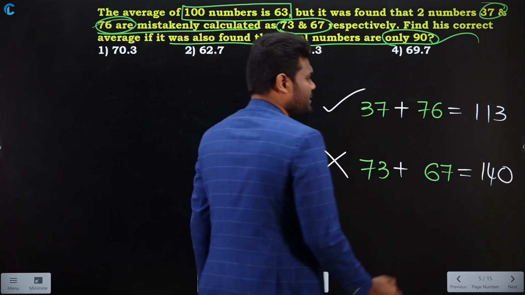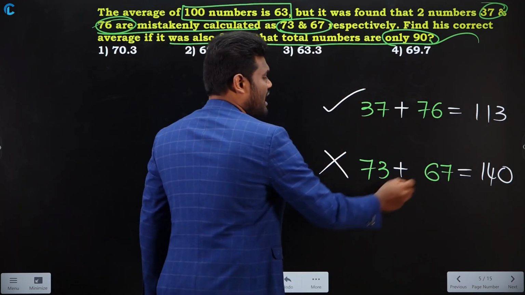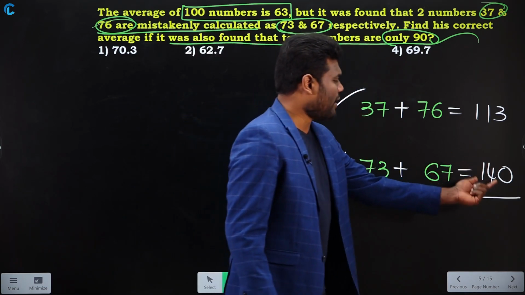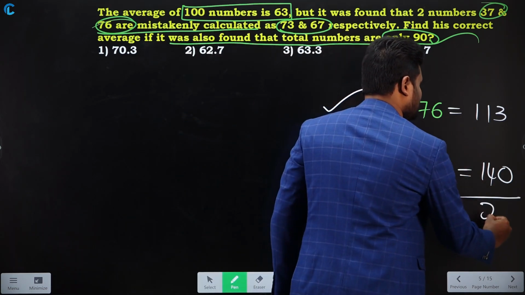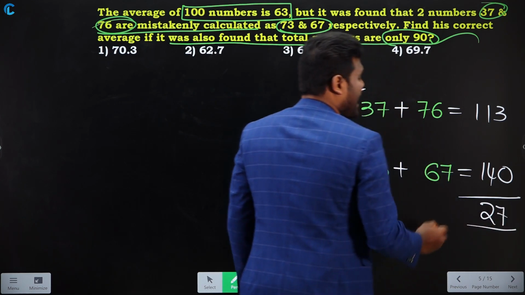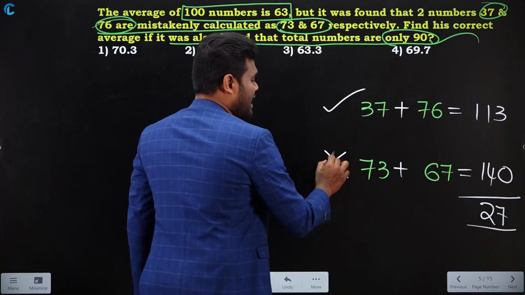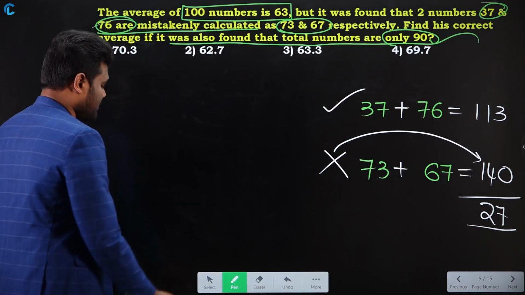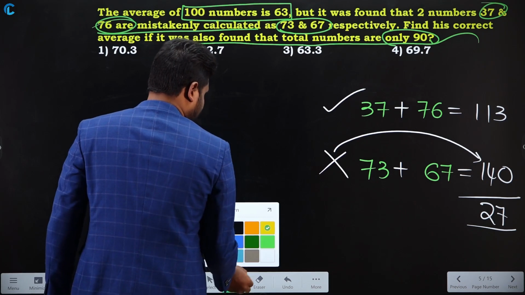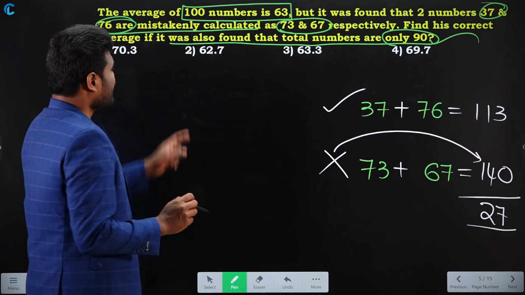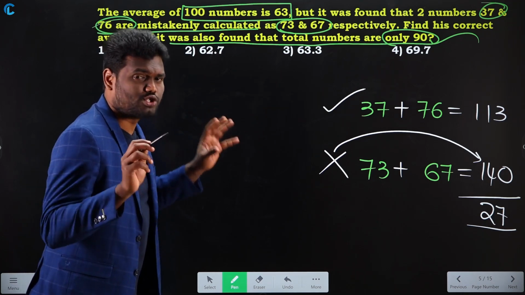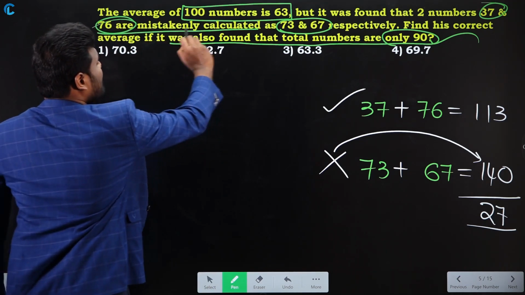Now this is the correct value and this is the wrong value. Take the difference: 140 and 113, the difference is 27. As the wrong value is more, you need to subtract this. Yes or no? So let us subtract this. But as the question has mentioned, observe carefully, the numbers are not 100, it is only 90 numbers. So what am I supposed to do? 100 numbers sum.